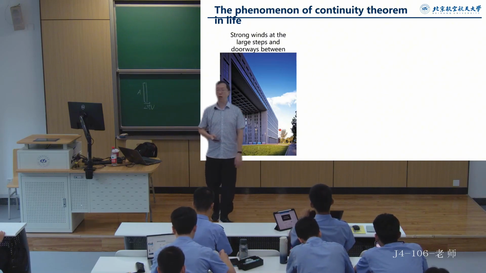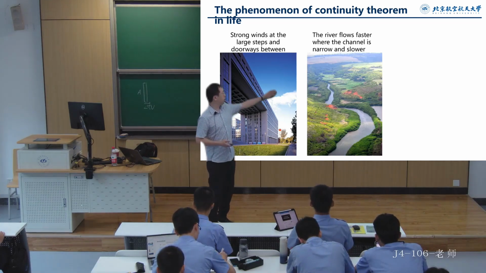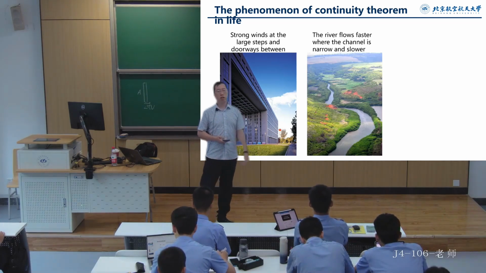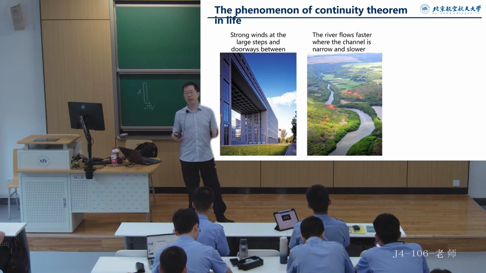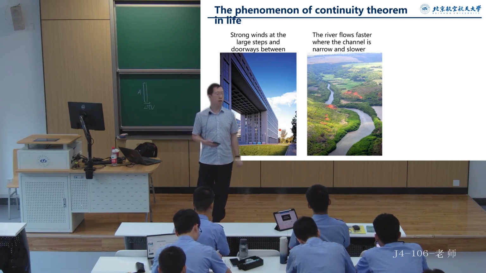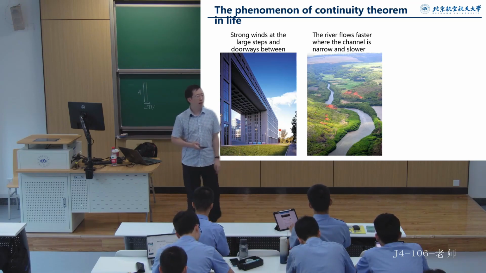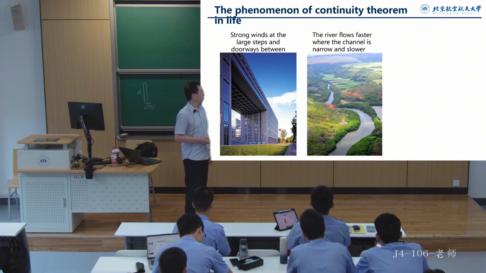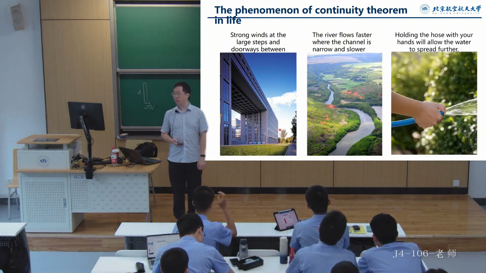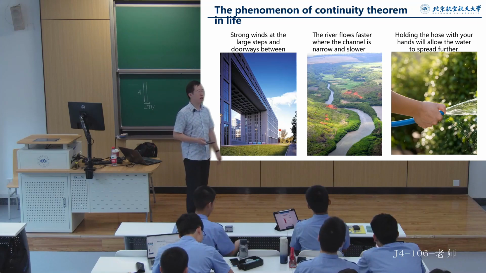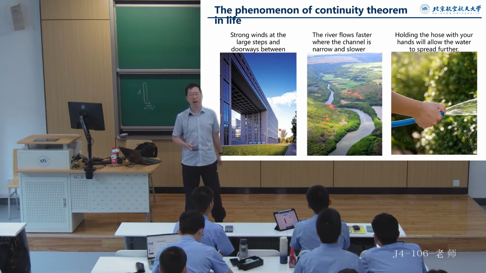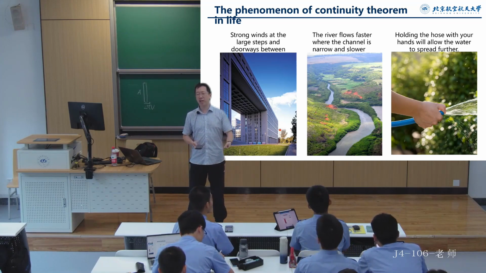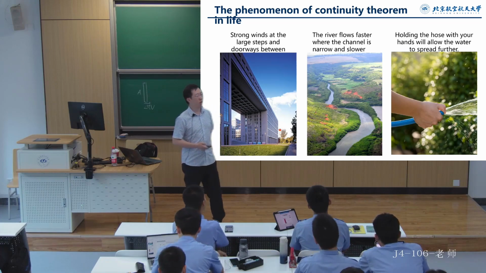Additionally, for instance, as we learned in middle school about rivers, we know that generally, in places where the riverbed is wider, the flow velocity is slower, and in narrower places, the flow velocity is faster, right? Also, when we were kids, we might have played with a water hose. If we wanted to spray the water further, we would pinch the opening to make it smaller. This is also because, for a normal flow, the same principle applies.